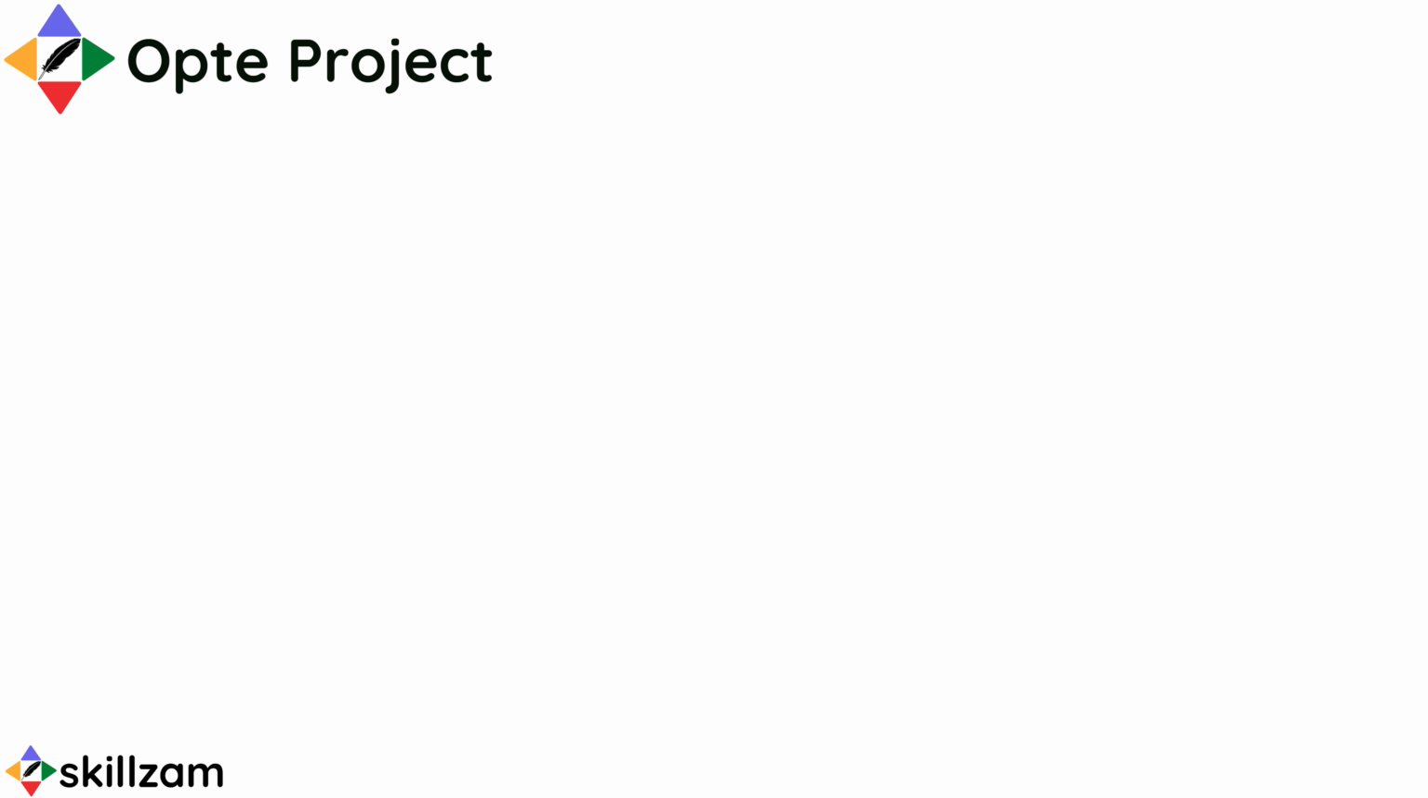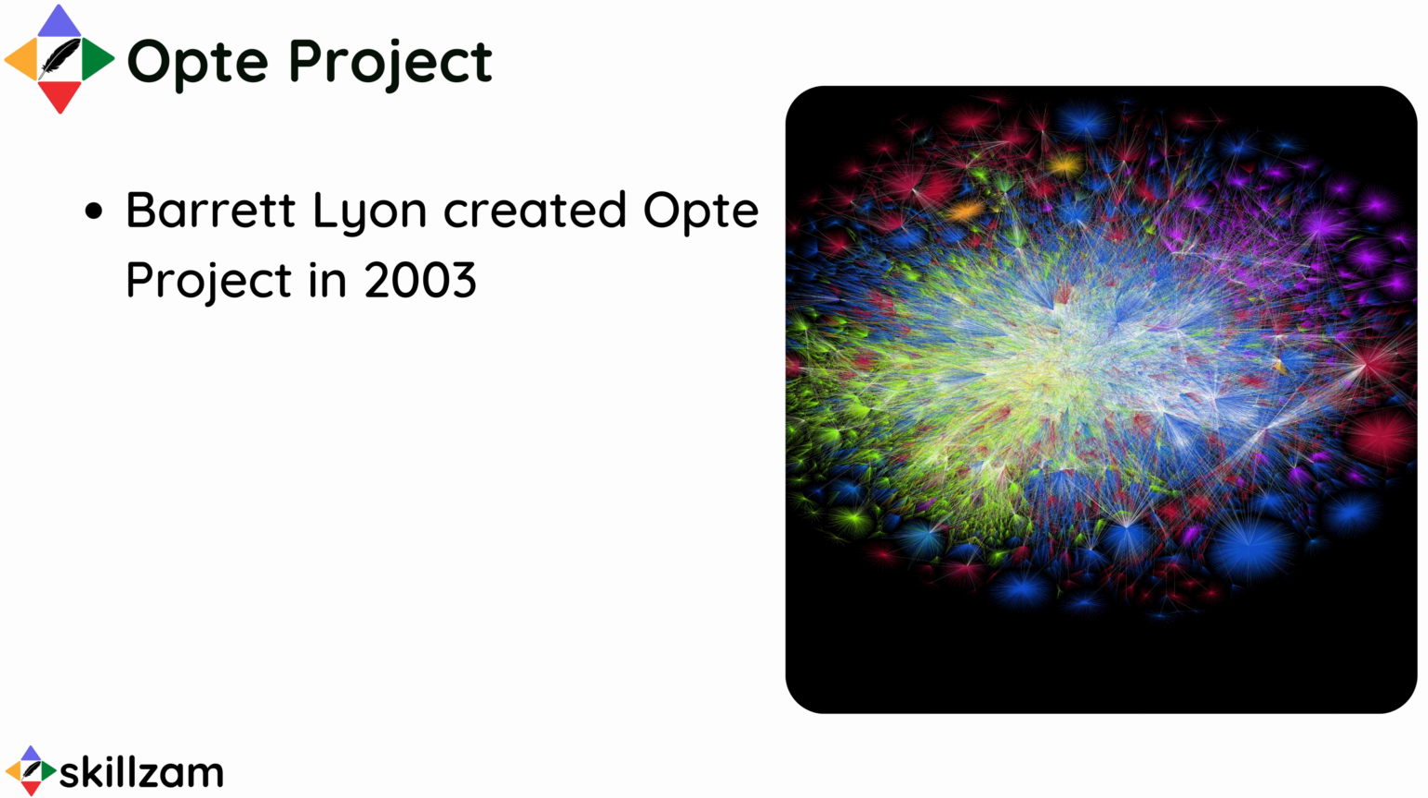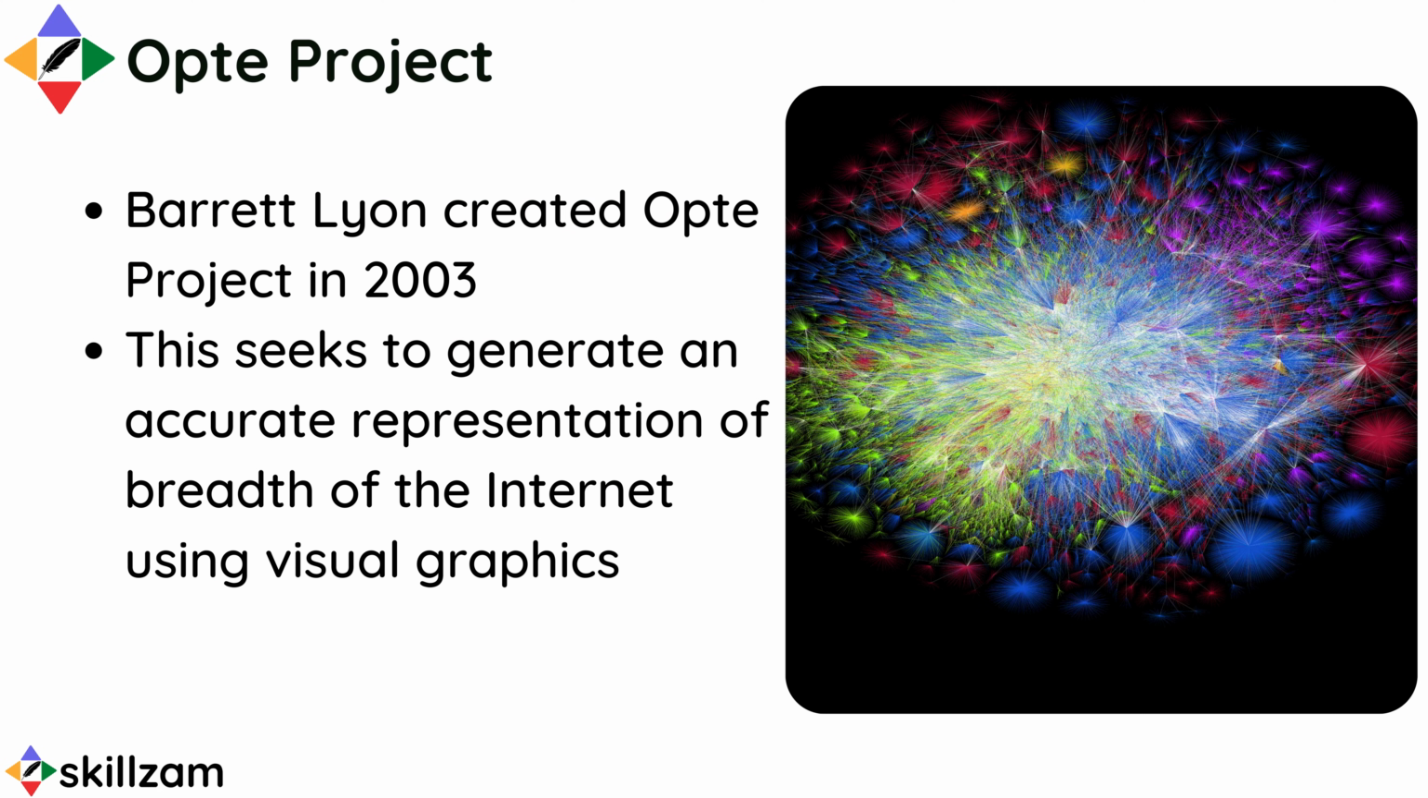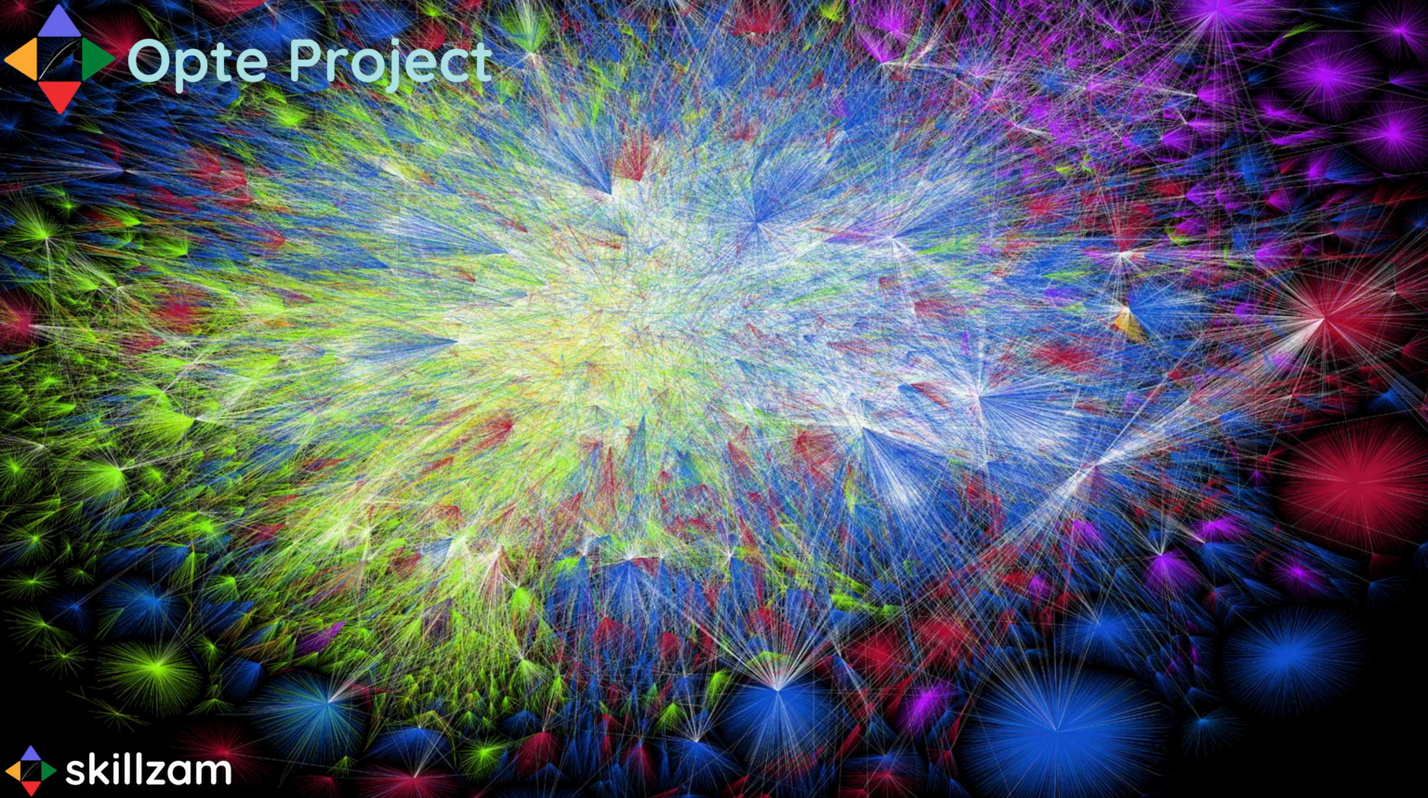The Opte project. The Opte project, created in 2003 by Barrett Lyon, seeks to generate an accurate representation of the breadth of the internet using visual graphics. Since the internet is such an enormous amalgamation of vast individual networks that provides the relatively seamless communication of data, it seems logical to draw lines from one point to another. This project has been a 17-year-old labor of love under the moniker of the Opte project.